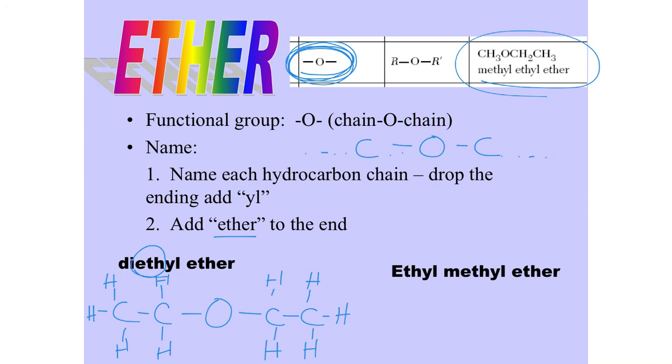Our next example is ethyl methyl ether. You also could have named this methyl ethyl ether. It doesn't matter what order they go in. So ether, we have O in the middle, C's on either side. So ethyl is 2 carbons. You can add it to either side, doesn't matter. Methyl is 1 carbon, add that to the other side, and then put your H's on.